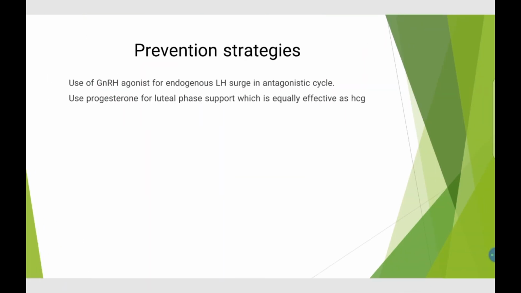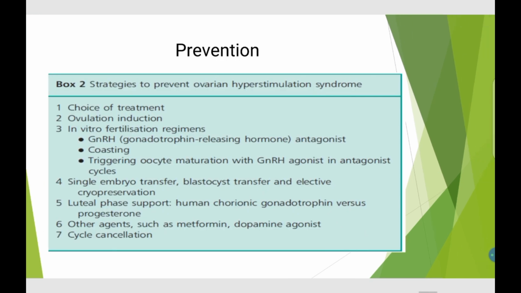Other strategies will include use of GnRH agonist for endogenous LH surge in antagonist cycle, and use of progesterone for luteal phase support, which is equally effective as HCG. So progesterone can be used instead of HCG for luteal support, and in antagonist cycle, for endogenous LH surge, use GnRH agonist. So the prevention strategies: one is the choice of treatment, the ovulation induction method.